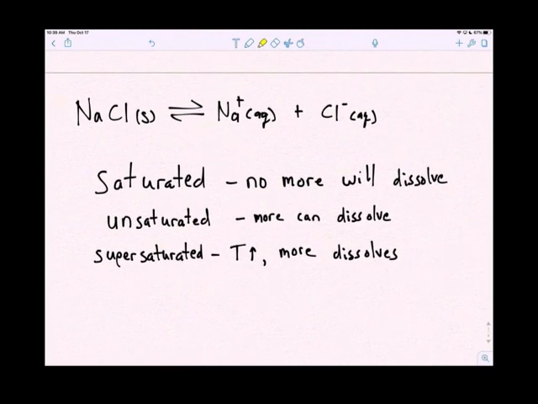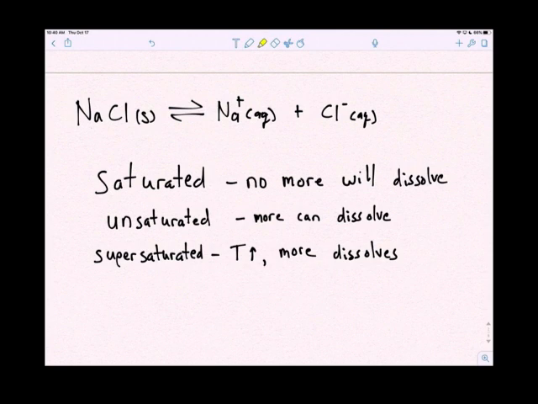Okay, so I mentioned sodium chloride, and so look at this equilibrium. We have sodium chloride dissolving into sodium and chloride ions in water. If you have a solution that's saturated, that means no more sodium chloride will dissolve. And like I said, it's pretty hard to get a saturated sodium chloride solution. You have to dump a lot of salt into something. It's a 25% by mass solution. That's a lot of salt. That's the brine.